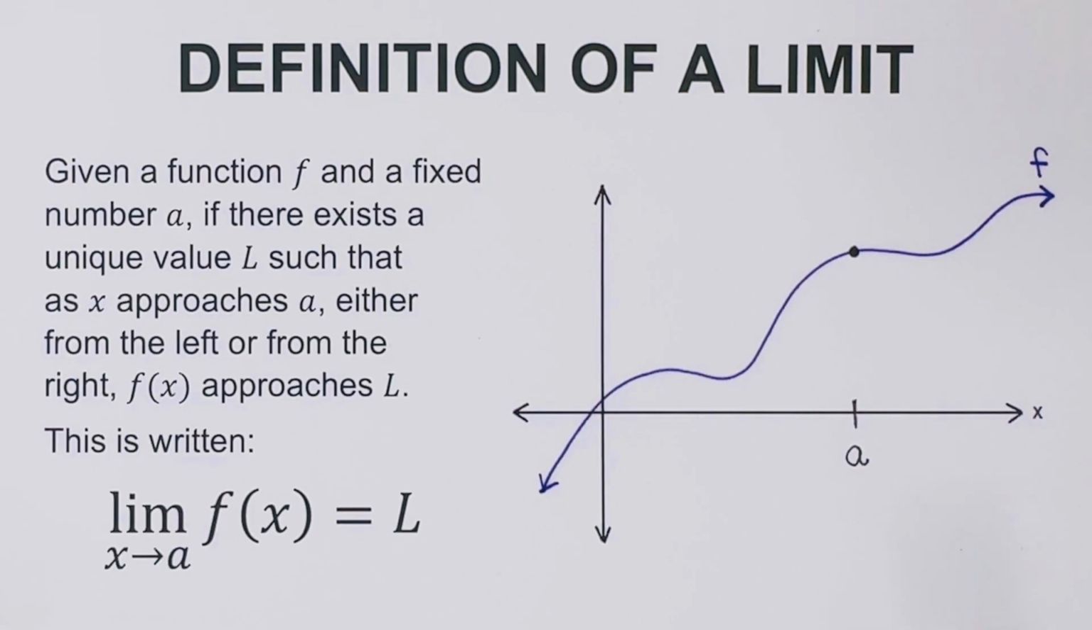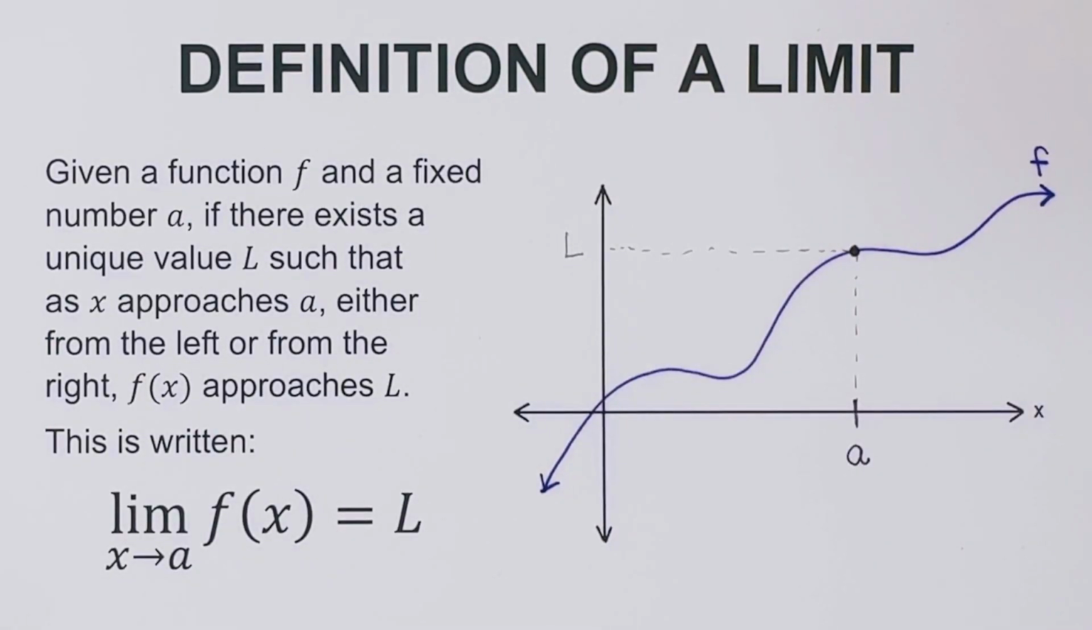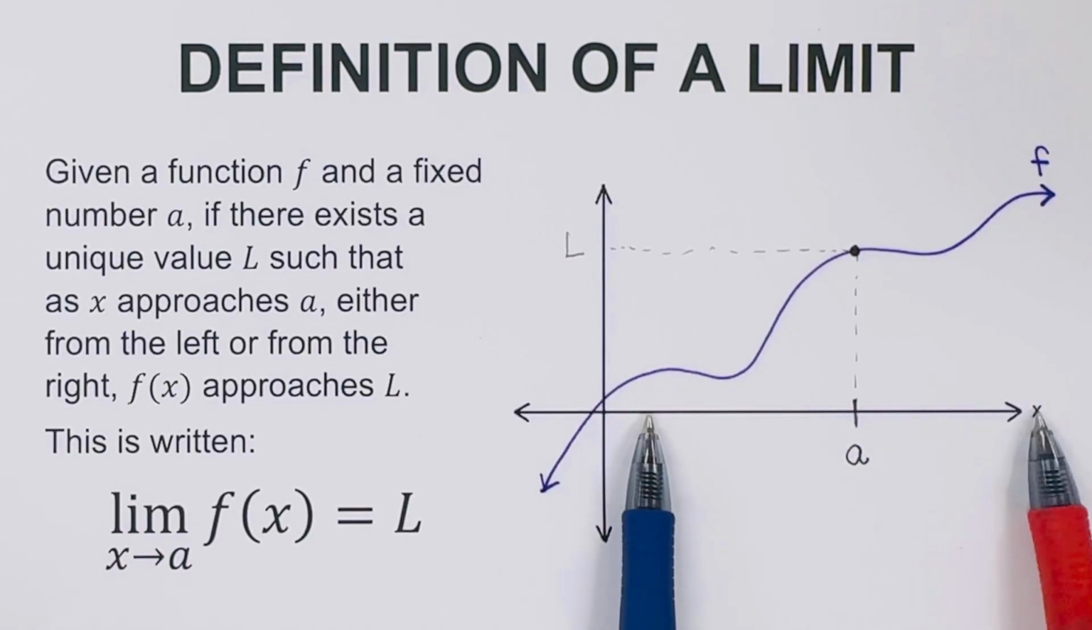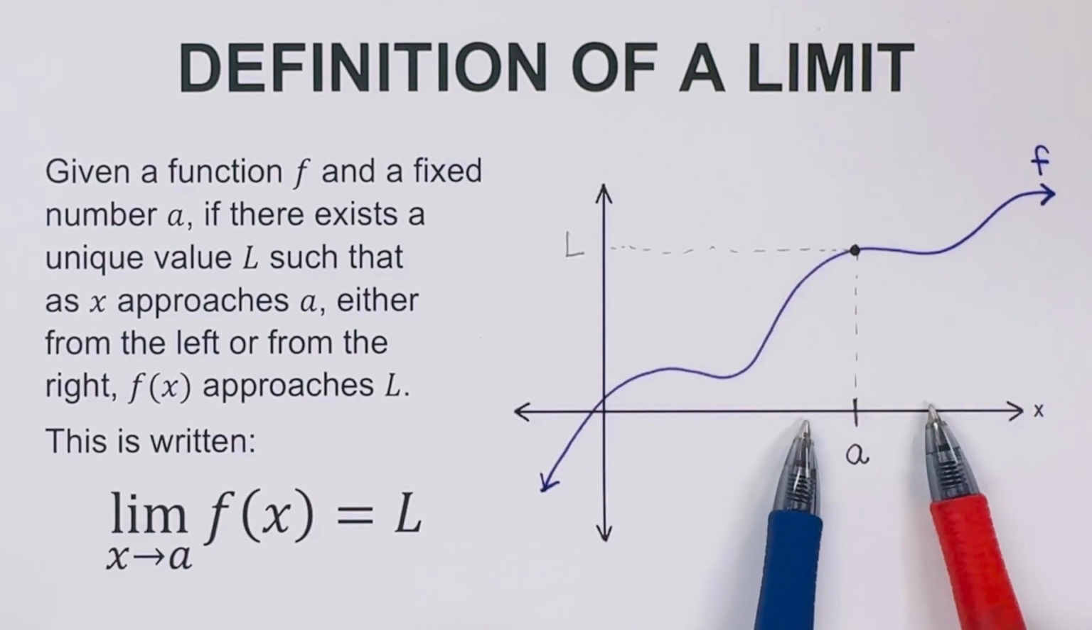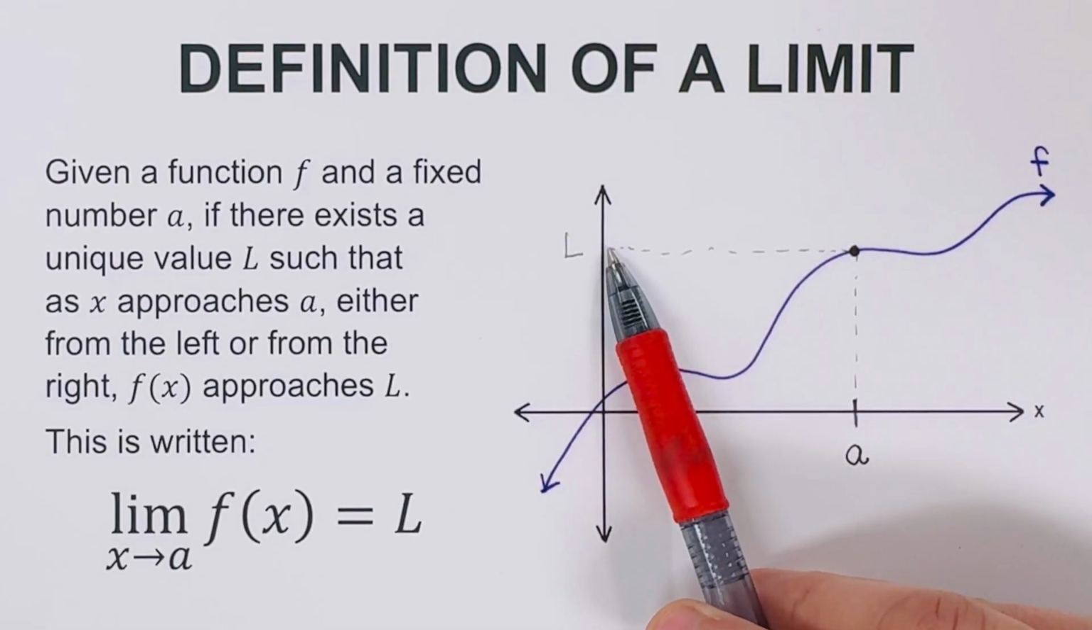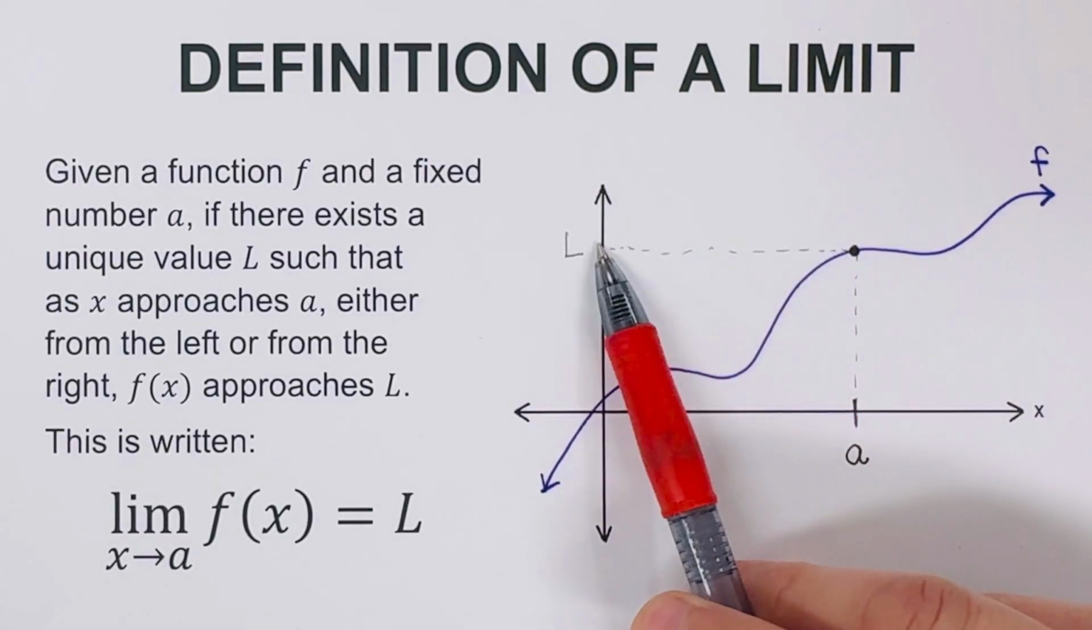Given a function f, so we have a function f right here, and a fixed number a. If there exists a unique value L as x approaches a either from the left or from the right, f of x approaches L, then the limit exists. So this definition is telling us that as x approaches towards a either from the left or from the right, f of x approaches towards L. Then we go ahead and say that the limit is equal to L.